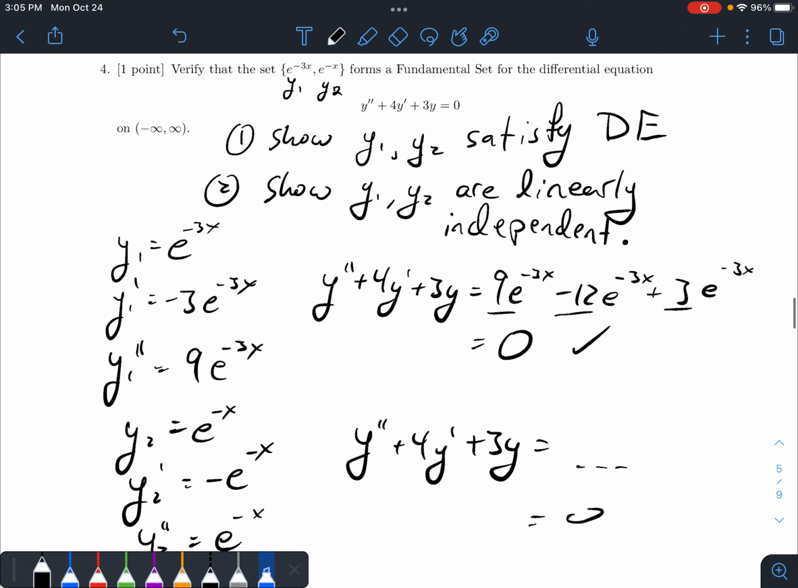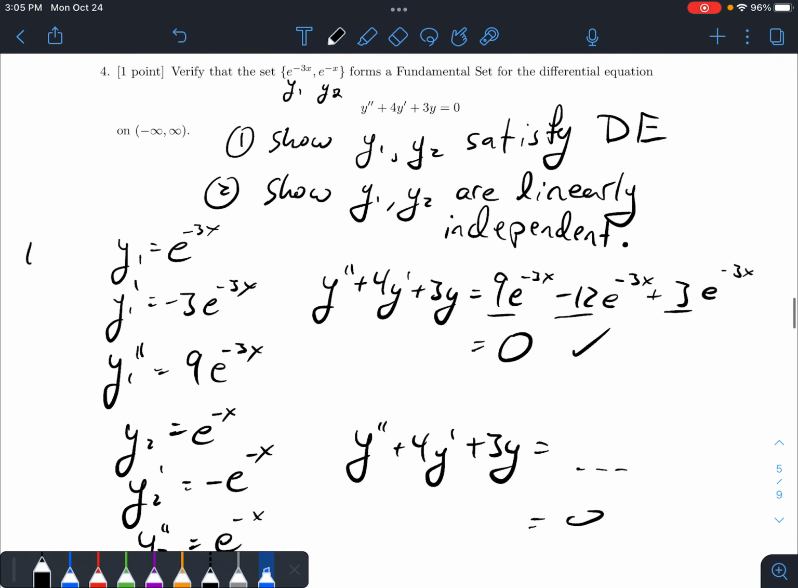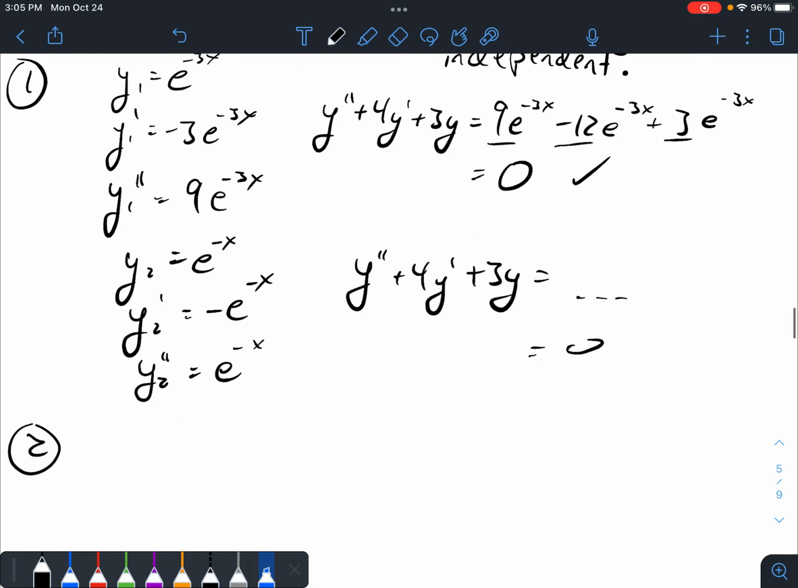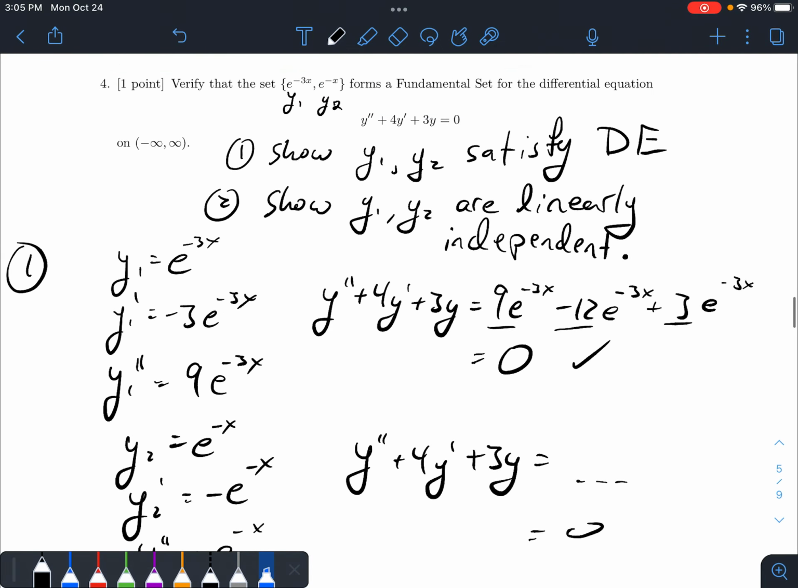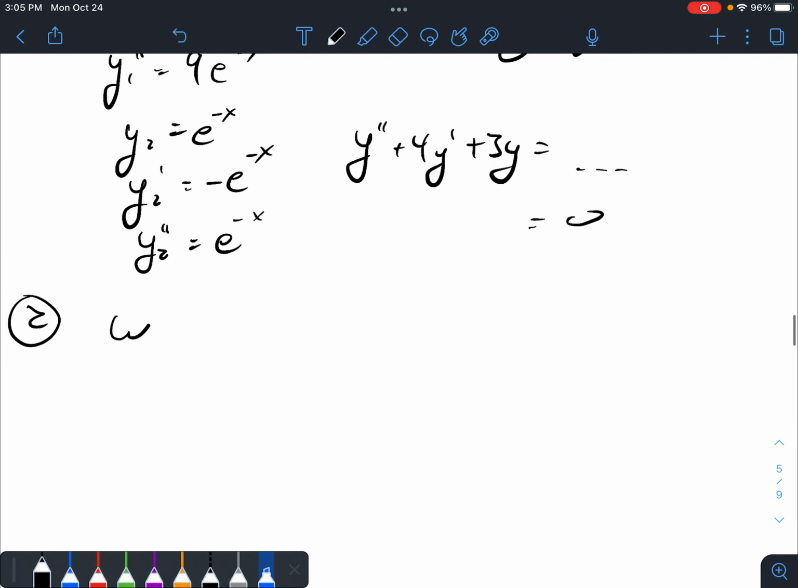I'll fill in this later when I do the solutions, but you get the idea. It should be 0. All right, so this is our first thing, and then to show that it's linearly independent, this is when the Wronskian comes into play.